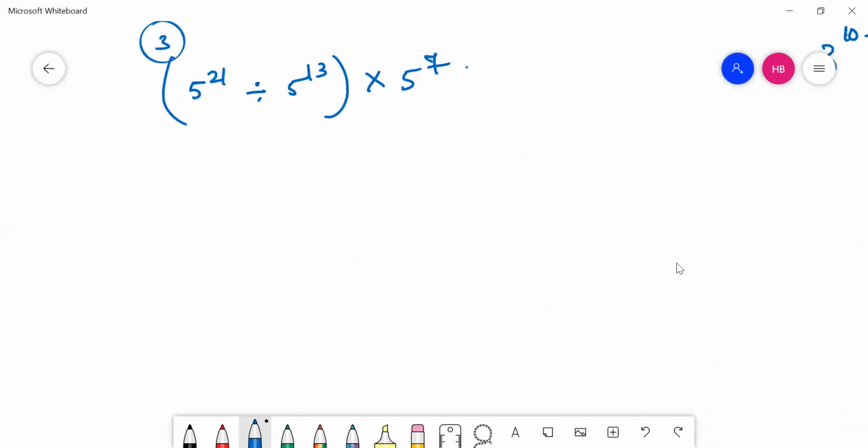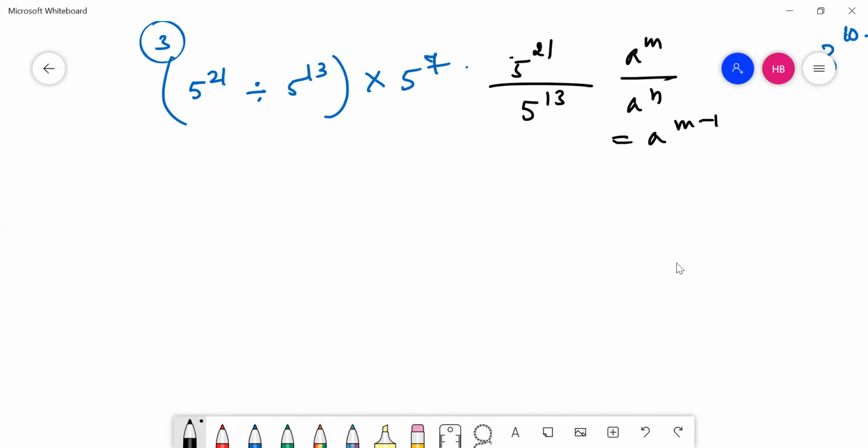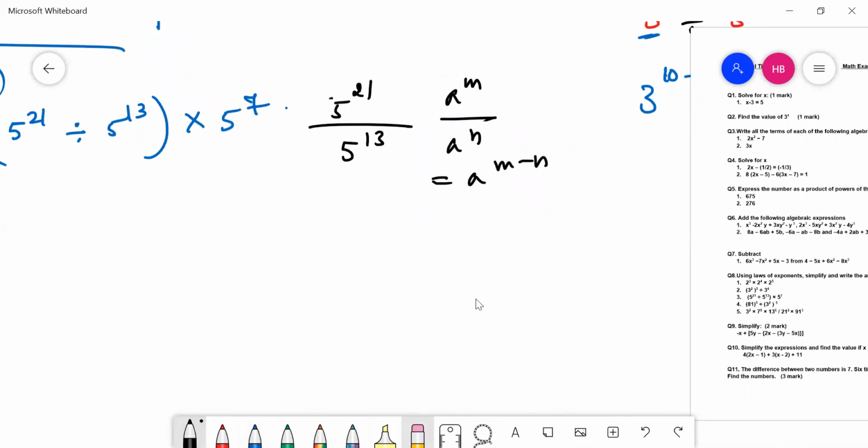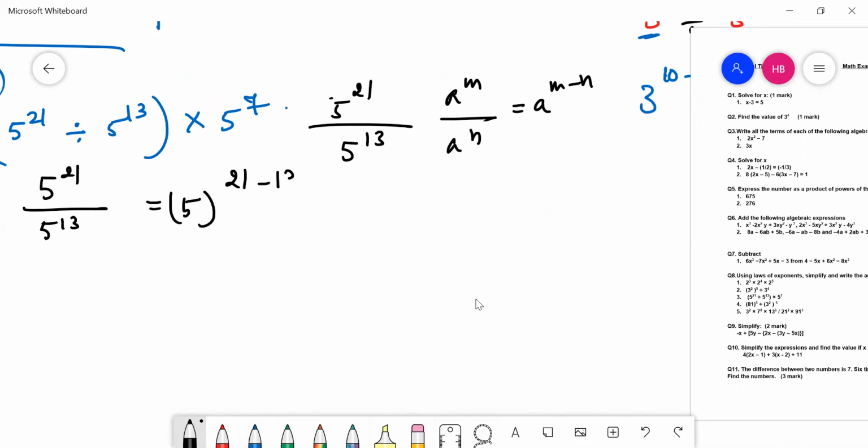If I solve the brackets, it would go like 5 raised to power 21 divided by 5 raised to power 13. You have to apply the formula a raised to power m divided by a raised to power n, which gives you a raised to power m minus n. Similarly, you apply the same thing here: 5 raised to power 21 divided by 5 raised to power 13 is equal to 5 raised to power 21 minus 13, which will be 5 raised to power 8.